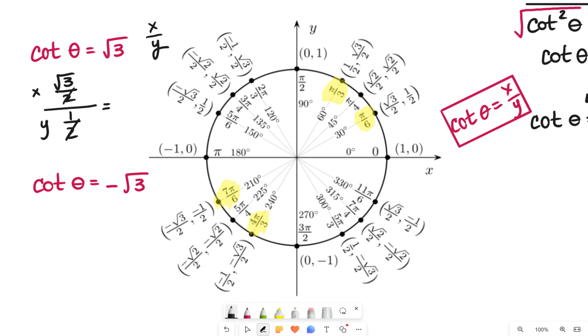The 2's in the denominator cancel, and I get square root of 3 over 1. And square root of 3 over 1 is just square root of 3. And that's exactly what I wanted, correct? So that means right off the bat, this one works. And if that one works, slide over to the other side, and that means the other one's going to work. Okay? So pi over 6 and 7 pi over 6 are the answers for this one.